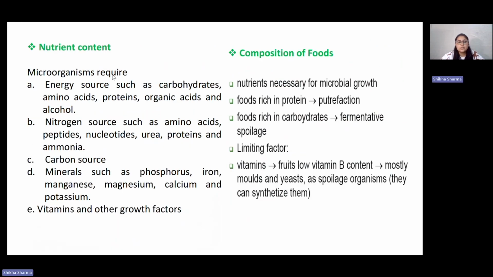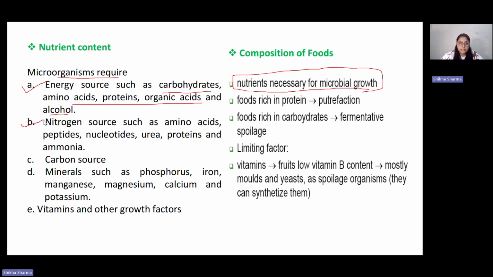Then the next factor is the composition of the food, or the different nutrients which are there in the food. Basically, microorganisms need a sufficient amount of nutrients so that they can grow. So which kind of nutrients do microorganisms need? They need some kind of energy sources like carbohydrates, amino acids, proteins, organic acids, and alcohols.